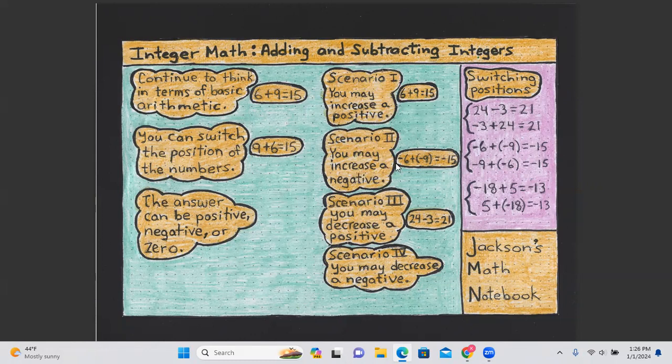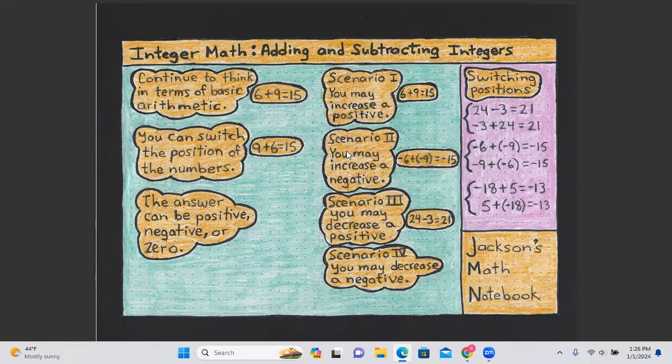A negative 6 plus a negative 9 will give you a negative 15. Just kind of think of it like this. If you already owe $6 and then you find out you owe another $9, now you owe a negative $15, which is not a good place to be. So in scenario 2, you can increase a negative.